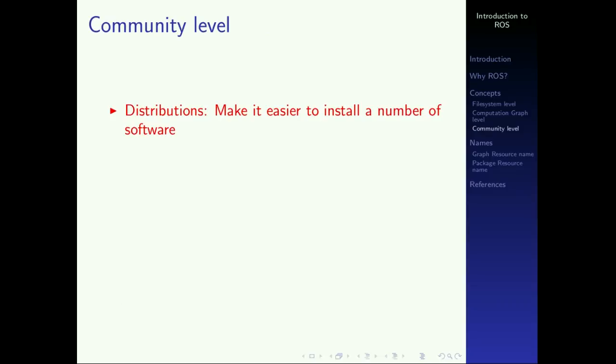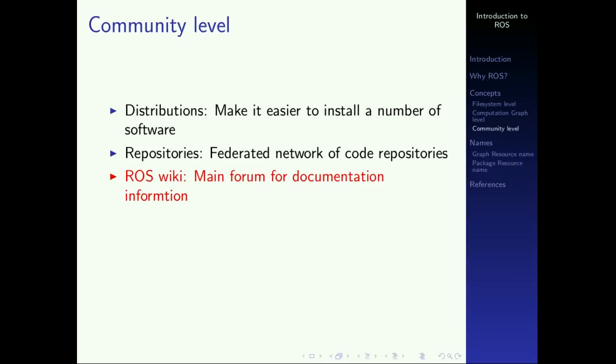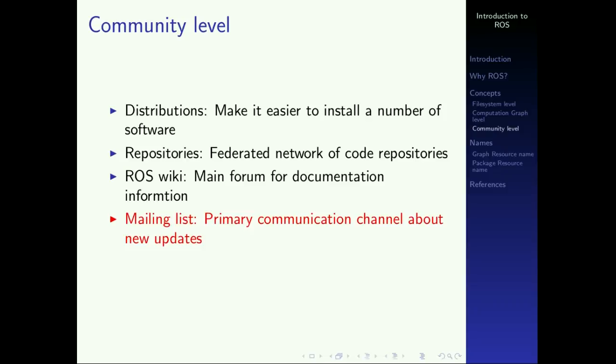Now the community level: resources that enable separate communities to exchange software and knowledge. The first one is ROS distributions, which are collections of versioned stacks that you can install. They play a similar role to Linux distributions. ROS relies on a federated network of code repositories where different institutions can develop and release their own robot software components. The ROS community wiki is the main forum for documenting information about ROS. The mailing list is a channel for main news updates to ROS, as well as a question and answer forum. Then we have ROS Answers and blogs.